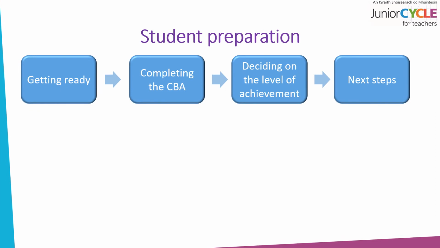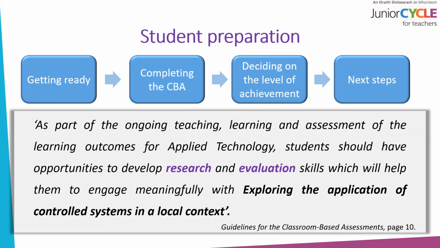So let's take a look at how we can get students ready for CBA 1. Throughout the 3 years of junior cycle, students should have opportunities to develop research and evaluation skills, which will help them to engage meaningfully with CBA 1, exploring the application of control systems in a local context. Where opportunities arise, their curiosity should be fostered to explore topics and ideas that are of interest to them, and they should be encouraged to identify relevant links between classroom learning and everyday life.